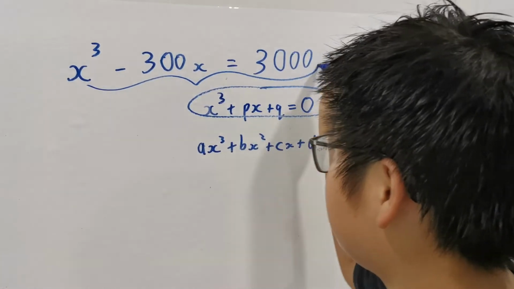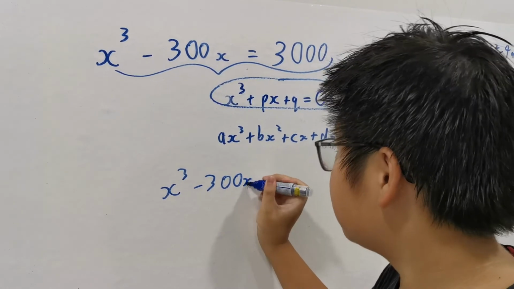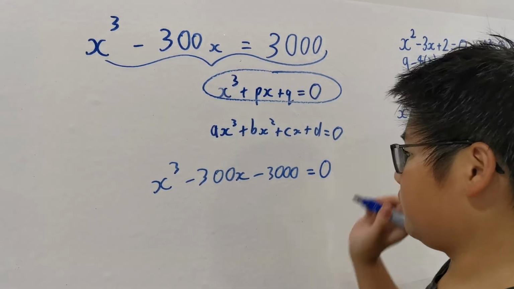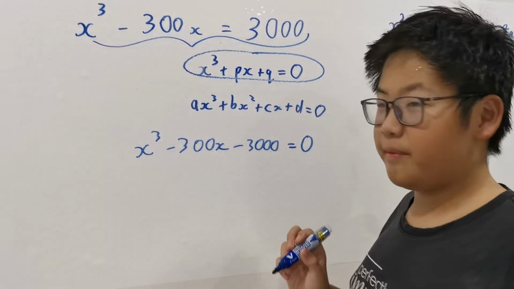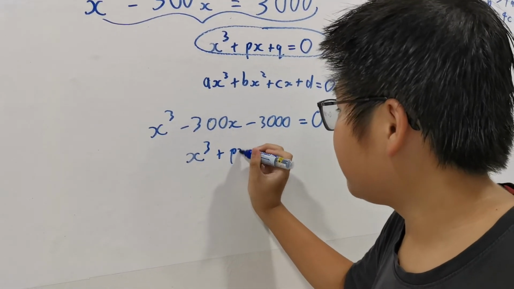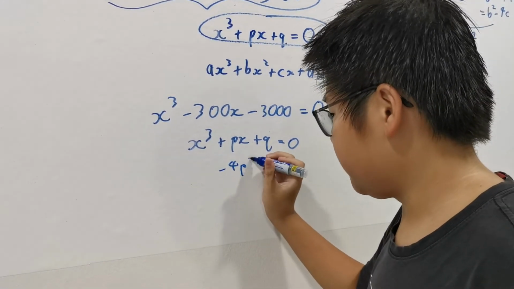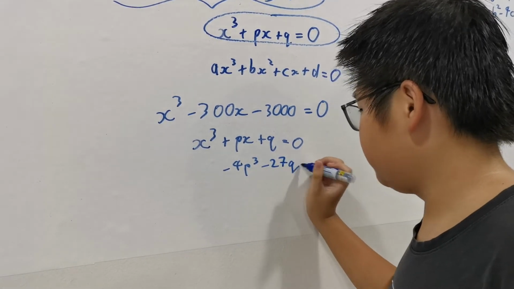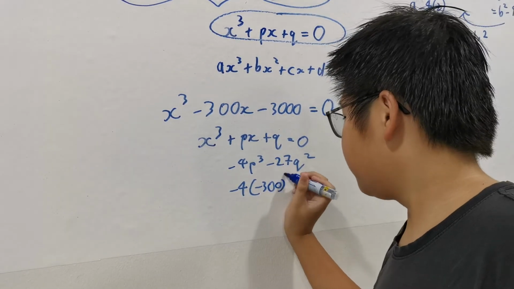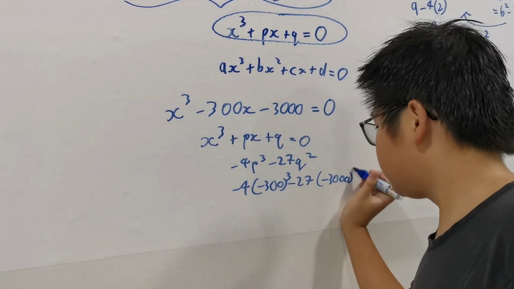We can simplify this cubic to become x cubed minus 300x minus 3000 equals 0. Alright, so the discriminant of a cubic, which we will write as x cubed plus px plus q equals 0, is minus 4p cubed minus 27q squared. Here, that is minus 4 times minus 300 cubed minus 27 times minus 3000 squared.